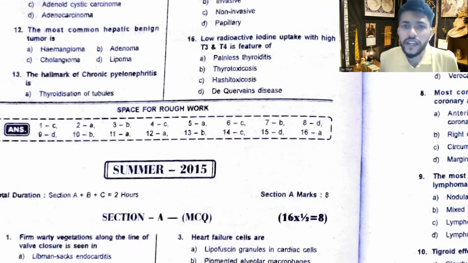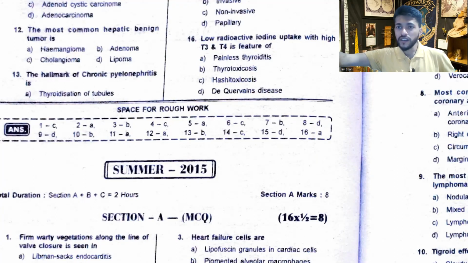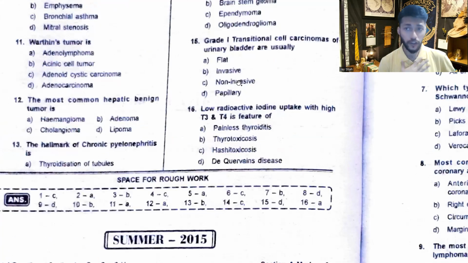Low radioactive iodine uptake with high T3, T4. See, high T3, T4 means hyperthyroidism. But how is it having low iodine uptake? Low iodine uptake means that is basically Hashimoto's. But in one stage, it is showing high T3, T4. So that is Hashitoxicosis. Again, this is a wonderful question. Our answer should be Hashitoxicosis. It is not painless thyroiditis. Painless thyroiditis is not the answer. Riedel's is not the answer. De Quervain's is painful after a viral infection, so again, that is not the answer. Answer should be Hashitoxicosis, according to me.